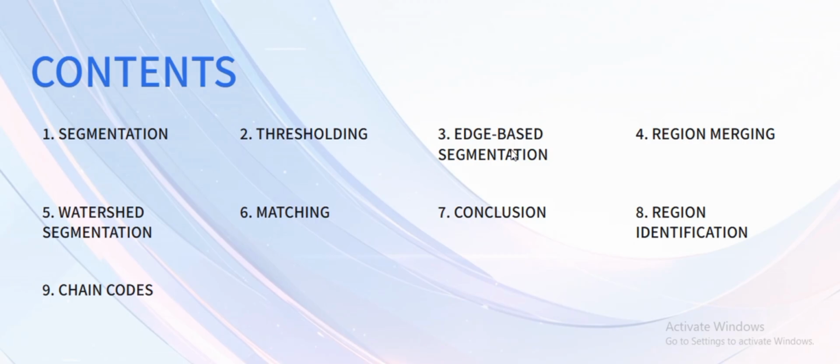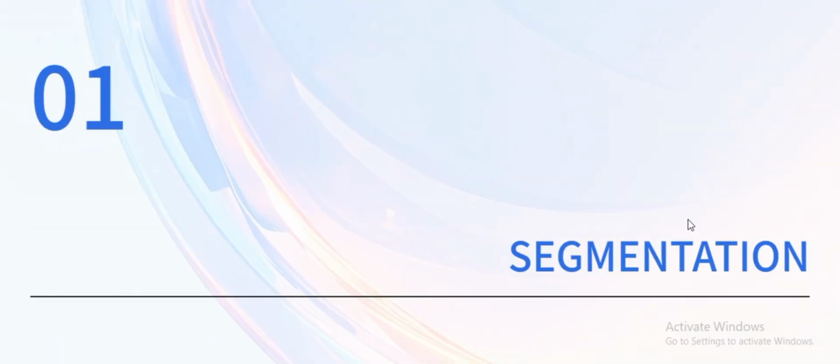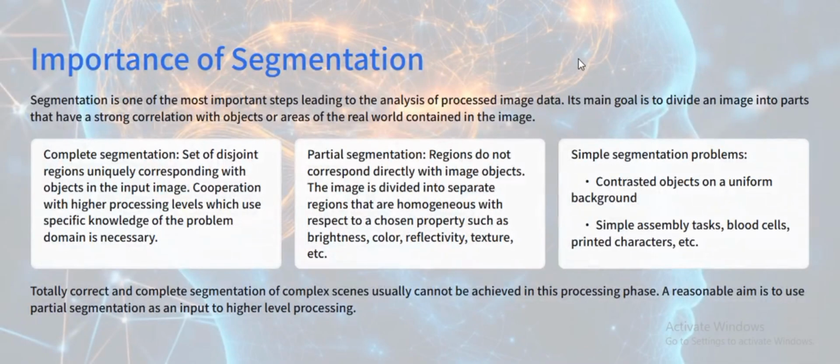Next, related to that, thresholding, and then edge based segmentation, region merging, watershed segmentation, matching, region identification and chain codes. So what are the different types of strategies that these segmentation techniques follow? All these things we are going to cover here, friends. So first we will go for segmentation, right? First we are going to discuss what segmentation is and what its need is.